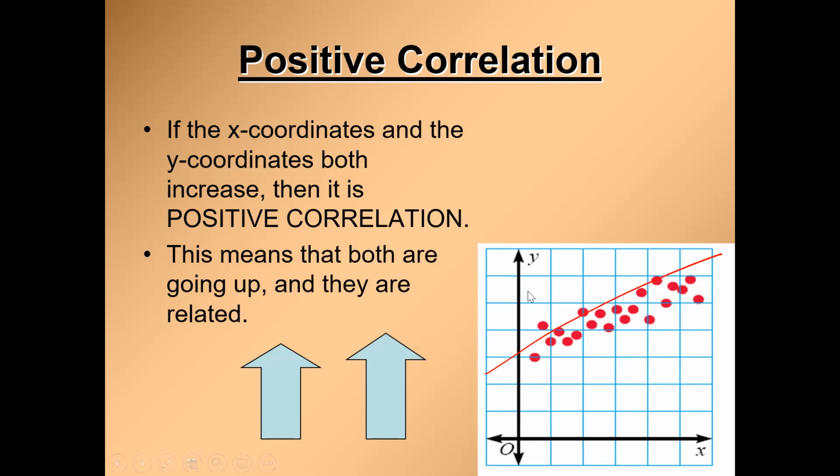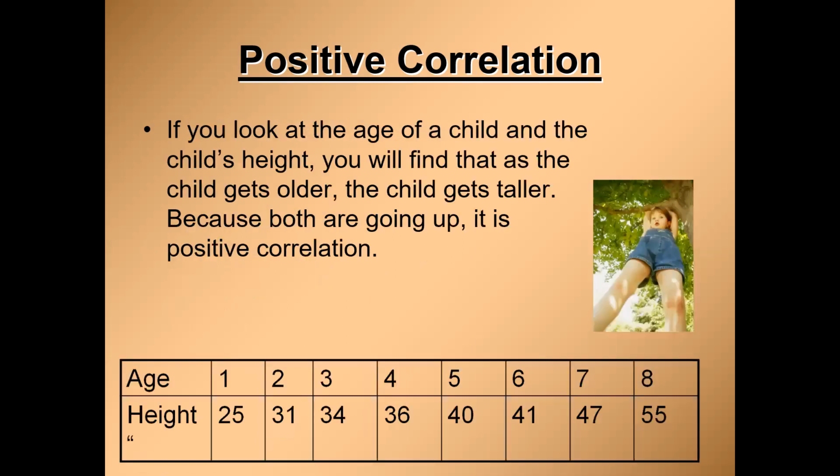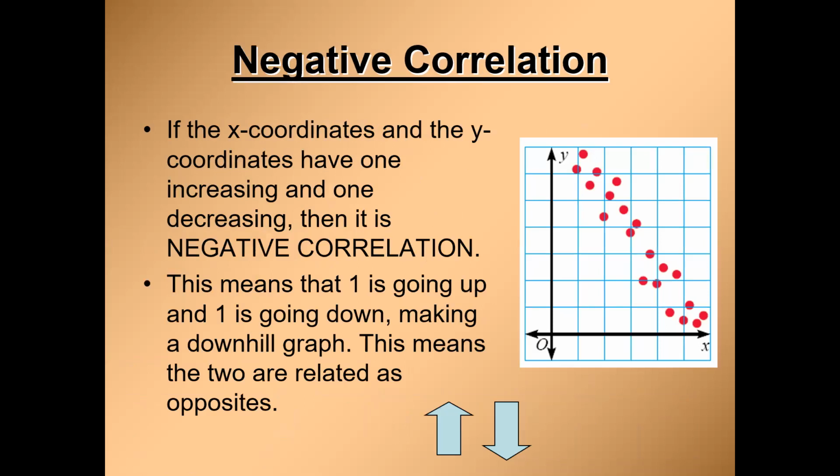Positive correlation means that as X is increasing, Y is also increasing. A good example of that is age and height. As you get older, generally you also get taller. You don't get shorter. It's not like Benjamin Button. So that is an example of positive correlation.